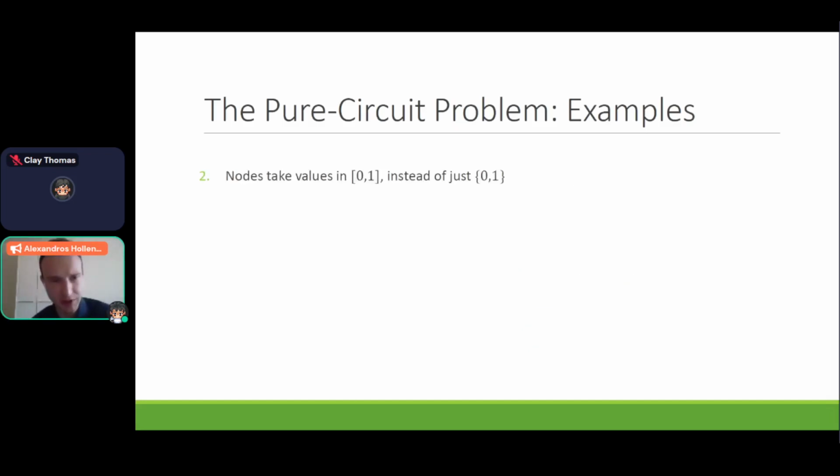What was the second twist we had? The second twist we had was that the nodes can take values, any value between 0 and 1, not just the values 0 and 1. Now let's see, why is that important? Well, let's consider the following simple example. We have a cycle of 3 NOT gates.